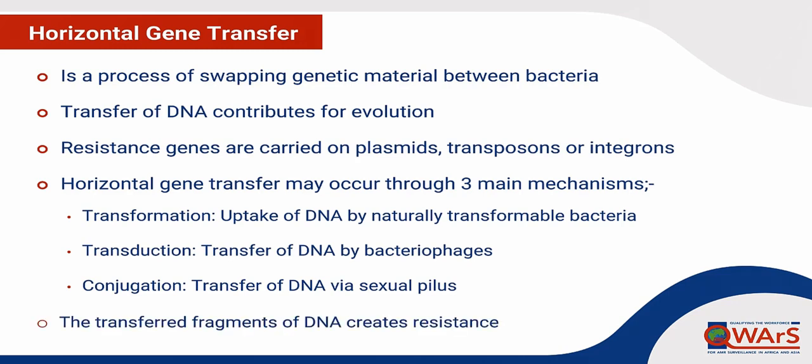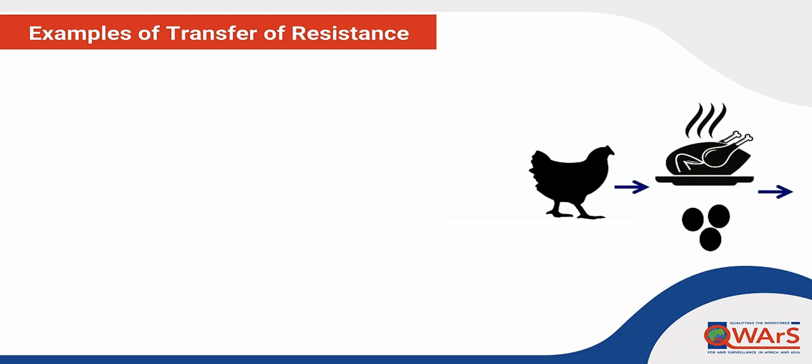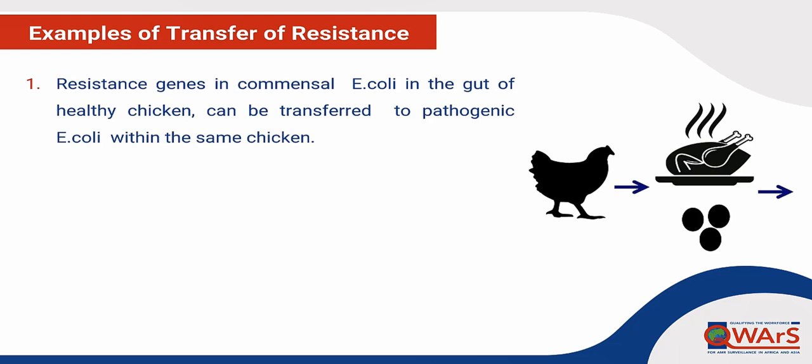DNA fragments that contain resistance genes from resistant donors can then make previously susceptible bacteria express resistance as coded by these newly acquired resistance genes. As explained earlier, resistance genes can be transferred within and between bacterial species through different DNA transfer mechanisms. For example, one, resistance genes in commensal E. coli in the gut of healthy chicken can be transferred to pathogenic E.